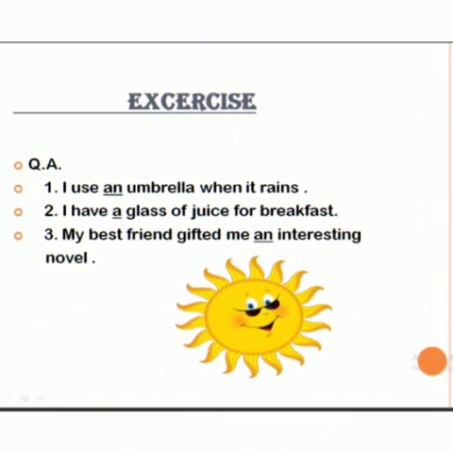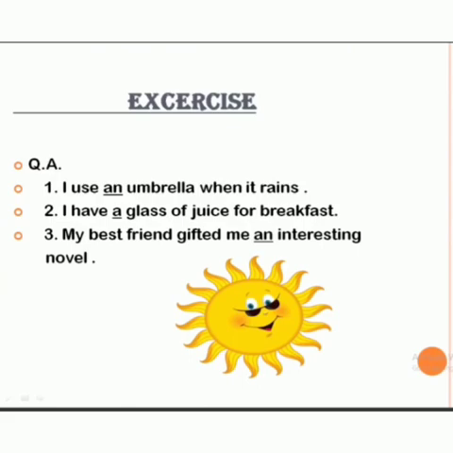Now let's start to solve the questions. Go to page number 14. Question number A. Fill in the blanks with a or an. Number 1. I use dash umbrella when it rains. So here will be an. Number 2. I have dash glass of juice for breakfast. I have a glass of juice for breakfast.